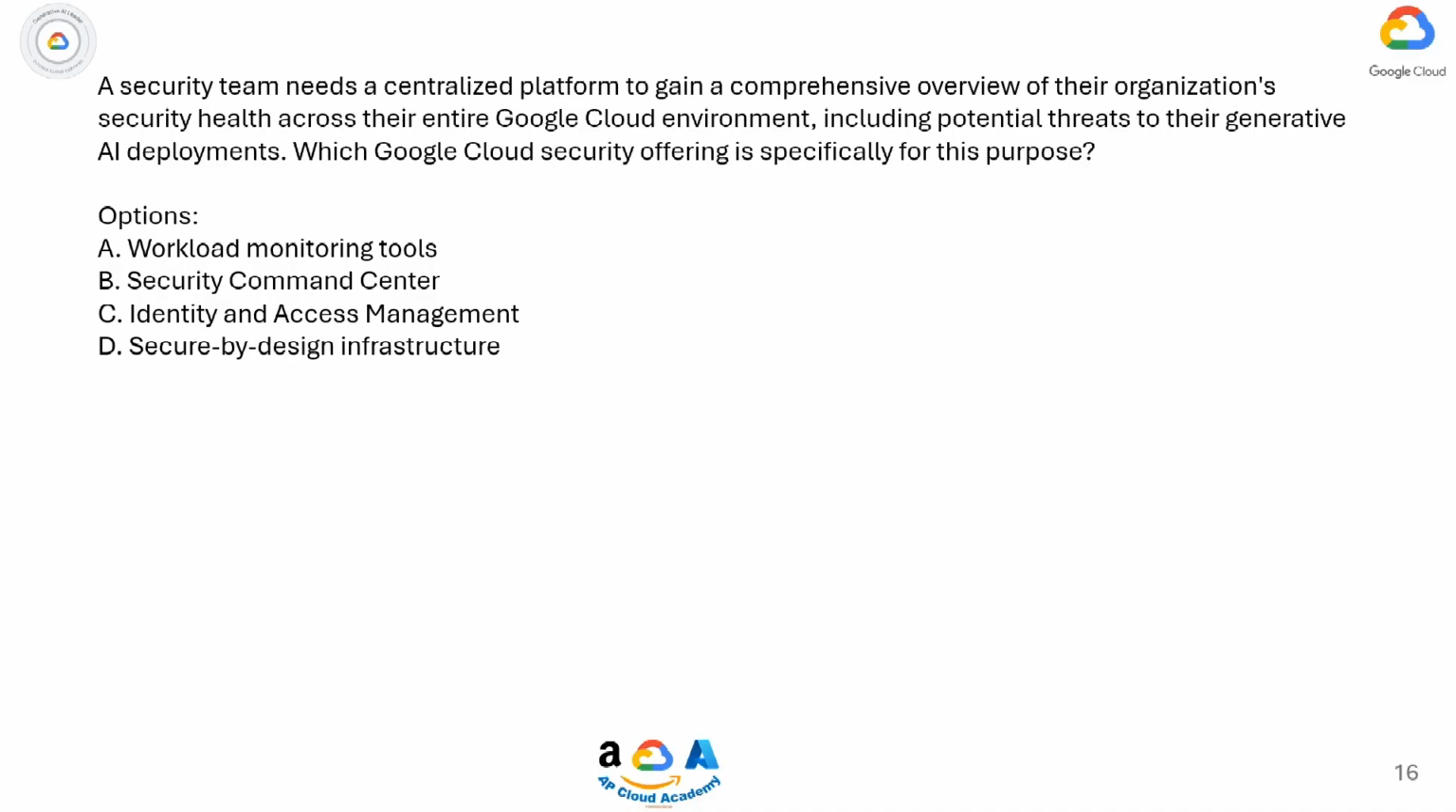A security team needs a centralized platform to gain a comprehensive overview of their organization's security health across their entire Google Cloud environment, including potential threats to their generative AI deployments. Which Google Cloud security offering is specifically for this purpose? Options. A. Workload monitoring tools. B. Security Command Center. C. Identity and access management. D. A secure by design infrastructure. Answer, B. Security Command Center.